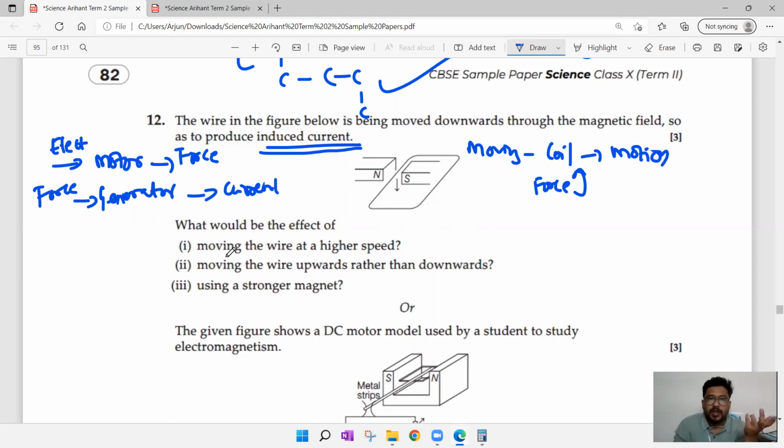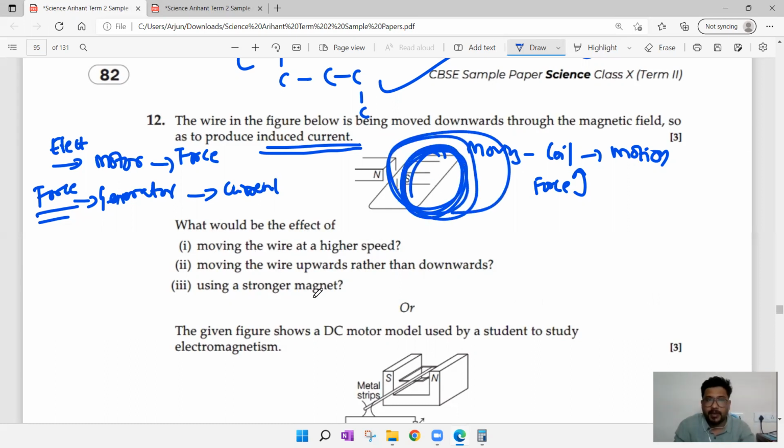Okay, what would be the effect of moving the wire at higher speed? If you are moving this wire at higher speed, meaning if you apply more force, of course, we did not discuss this. Your teachers also did not discuss the working of a generator. It is quite opposite to the motor. Just for formality, let us see the questions. Moving the wire at higher speed. Moving the wire upwards rather than downwards. Instead of moving anti-clockwise, if you move clockwise, what would happen? Using strong magnets, instead of these magnets, still stronger magnets, which you can relate to motor working also.